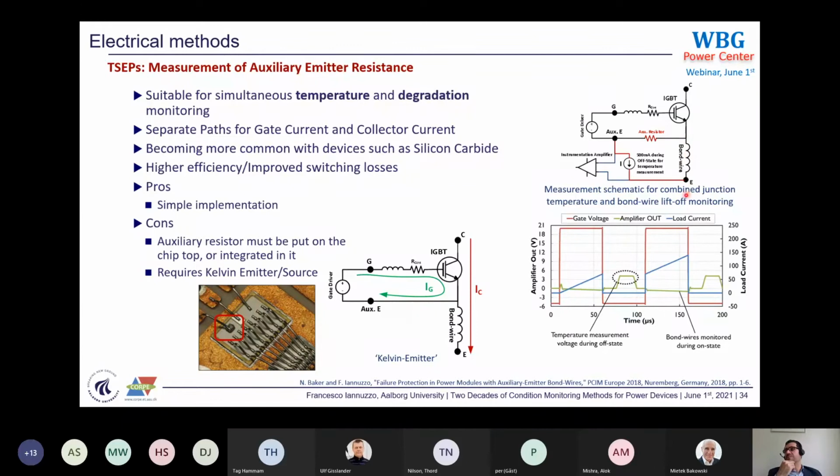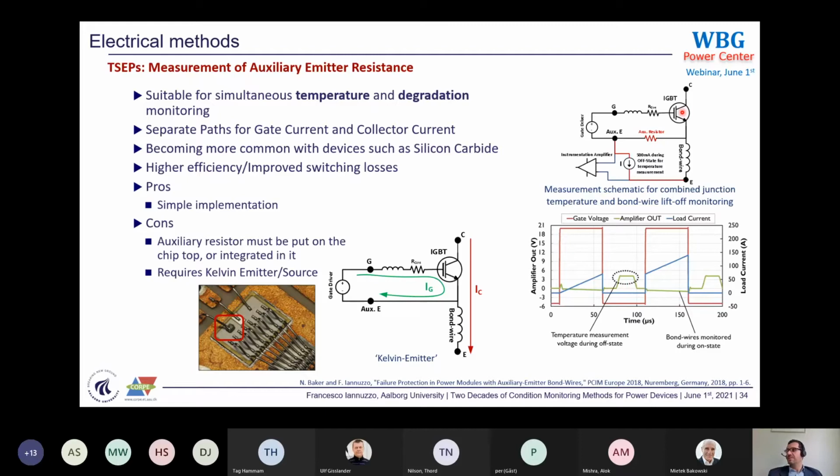So you can regard this part as a short circuit, and the current generator is a circulating current through this auxiliary resistor. But if you mount this auxiliary resistor on top of the chip, you can see a prototype here, then you are able to work out what the temperature is, because this is temperature dependent. So you can see a typical pulse given during the off state of your IGBT.